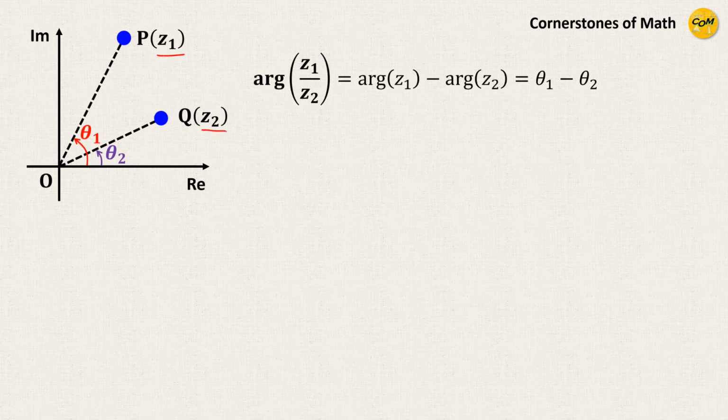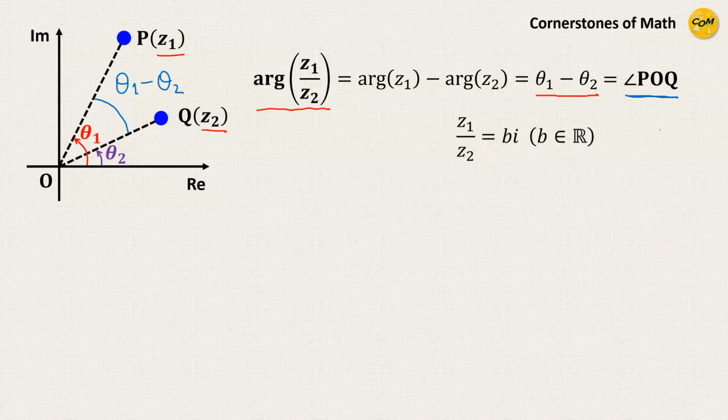If these two complex numbers Z1 and Z2 have arguments theta 1 and theta 2 respectively, then the argument of Z1 over Z2 is equal to theta 1 minus theta 2. But theta 1 minus theta 2 is the measure of this angle right here. So it is equal to the angle POQ. With this in mind, let us take a look at the given condition that Z1 over Z2 can be the pure imaginary number bi in four of the 5 choices. This means that the argument of Z1 over Z2 equals the argument of bi.